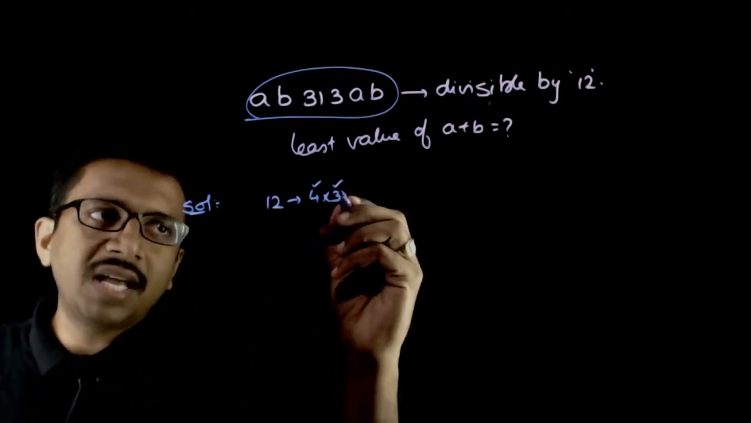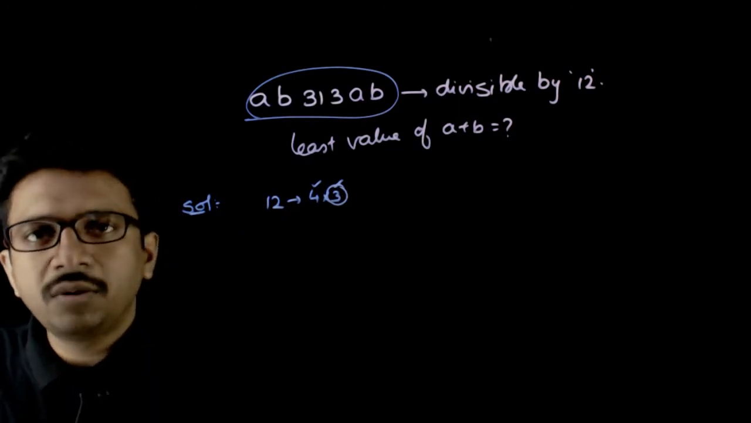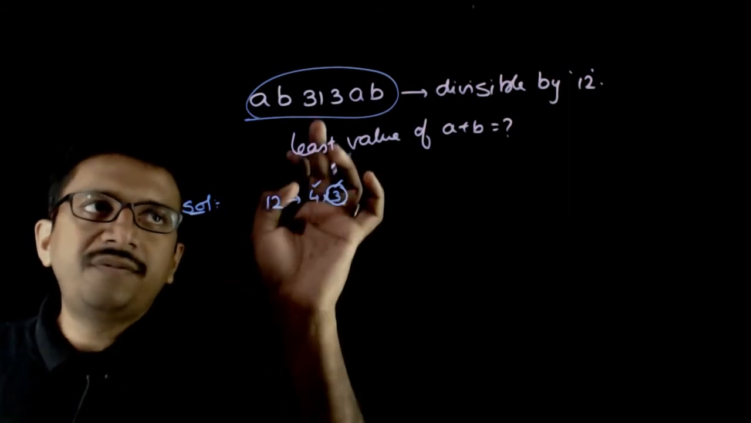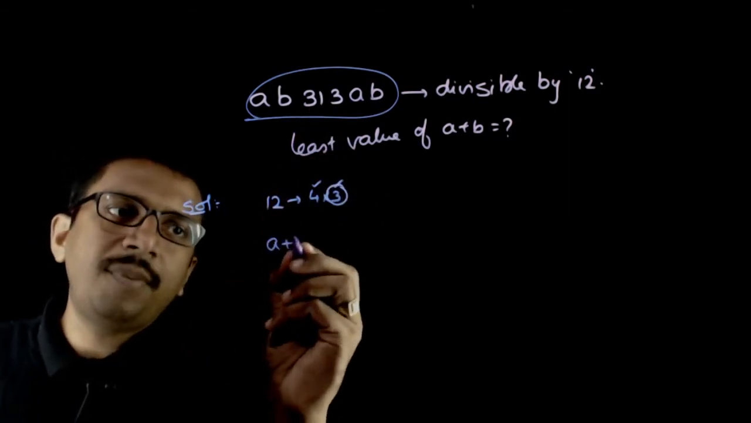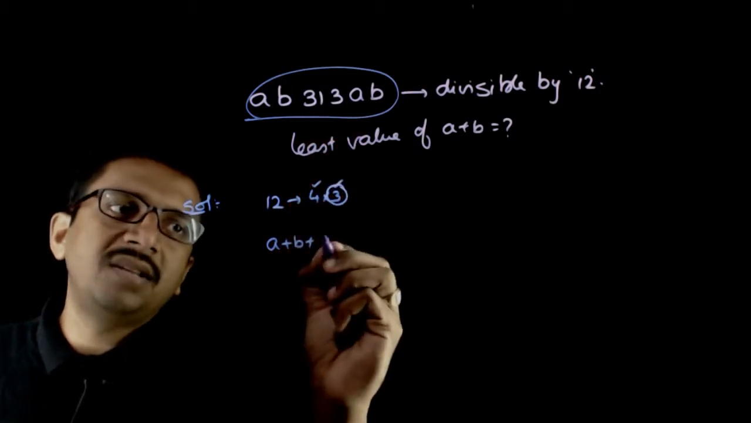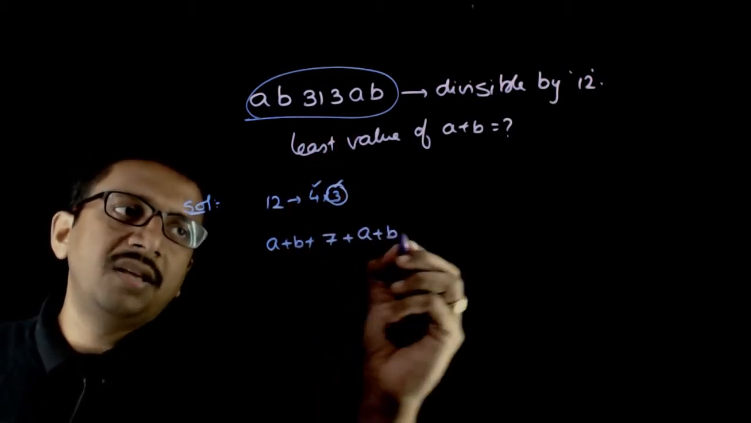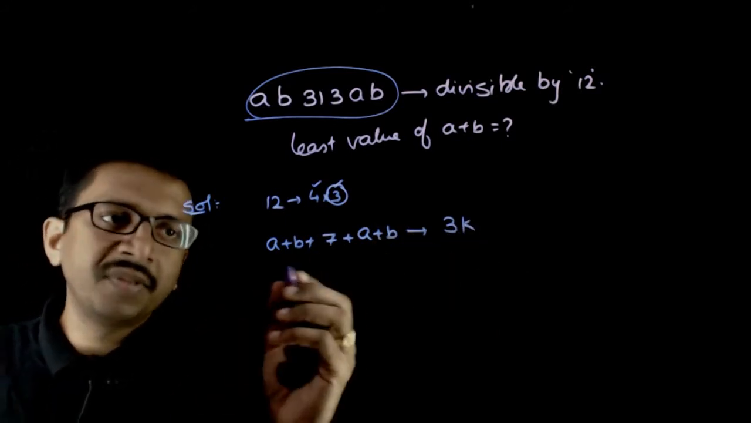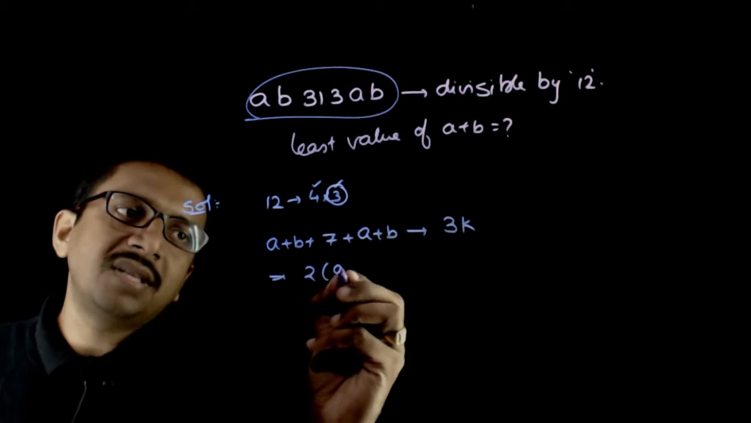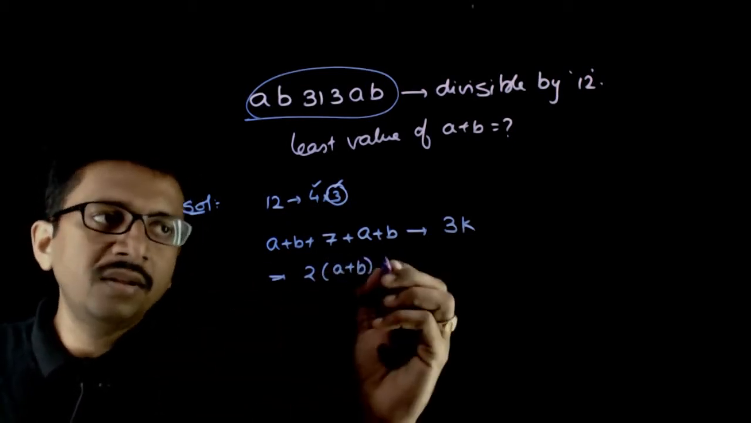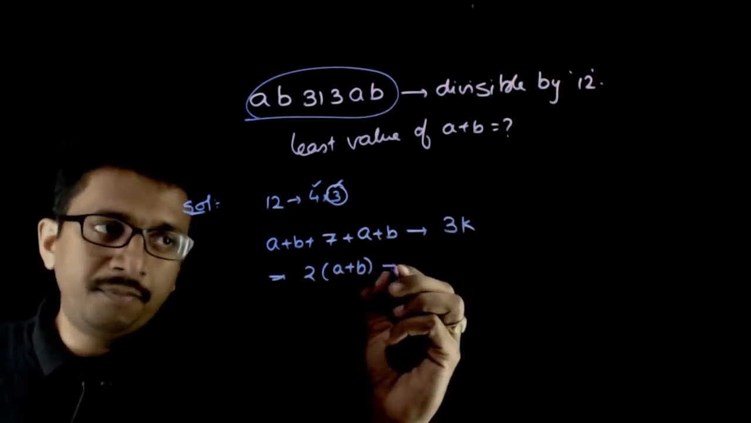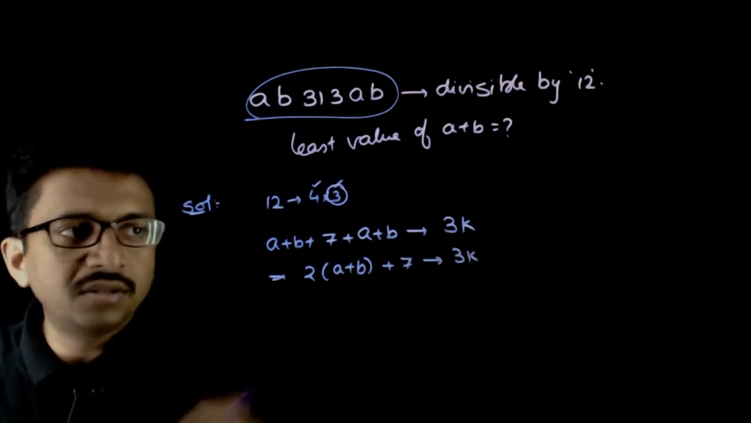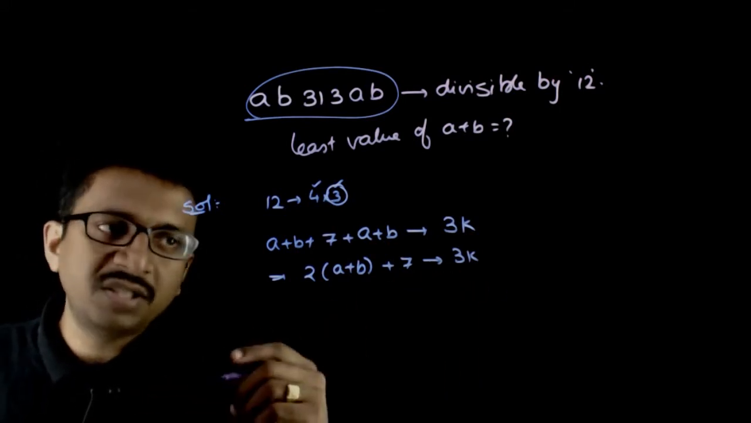So first let us try the divisibility rule with 3. What is the divisibility rule with 3? The sum of the digits has to be divisible by 3. So if this number has to be divisible by 3, A plus B plus 3 plus 1 plus 3, which is 7 plus A plus B, has to be divisible by 3. It has to be 3 times some number. This implies 2 times (A plus B) plus 7 has to be divisible by 3.